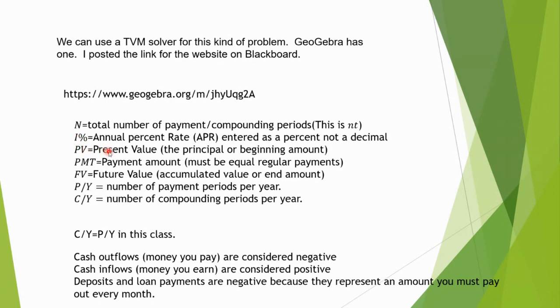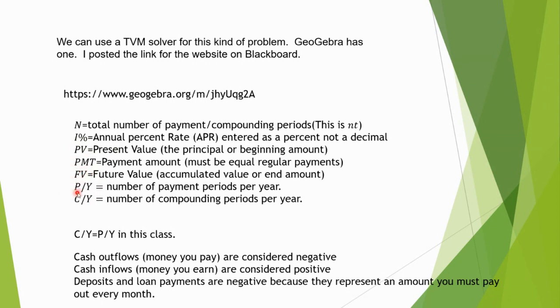PV stands for present value. That's basically the beginning amount, our principal. You know, how much we'll have now in the present time. PMT, again, is payment amount. FV is future value. That's how much we're going to have in the end after some time, you know, how much you'll have in your retirement account if you're trying to calculate it. You're trying to calculate FV.